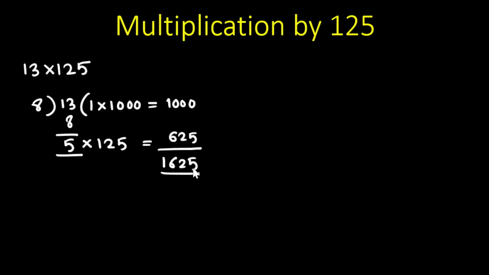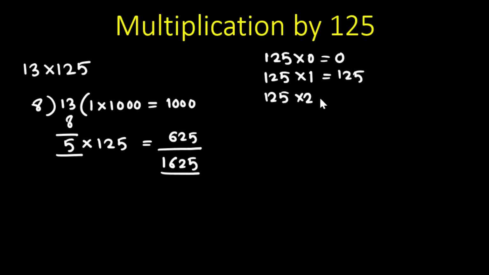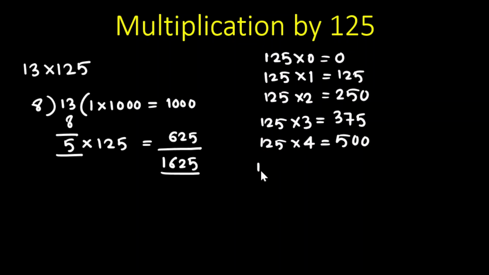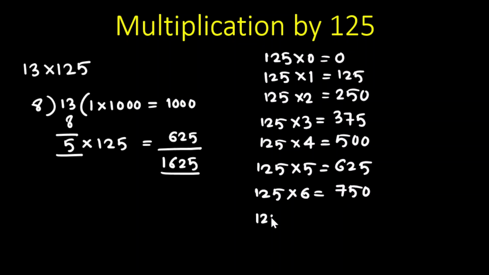So in this method, whenever we are dividing by 8, the remainders are possible from 0 to 7. So we need to remember 125 table from 0 to 7. 125 into 0 is 0. 125 into 1 is 125. 125 into 2 is 250. 125 into 3 is 375. 125 into 4 is 500. 125 into 5 is 625. 125 into 6 is 750. 125 into 7 is 875. So you need to remember 125 table from 0 to 7.